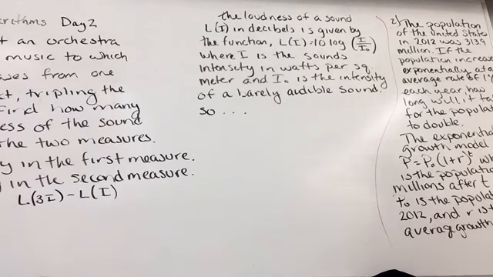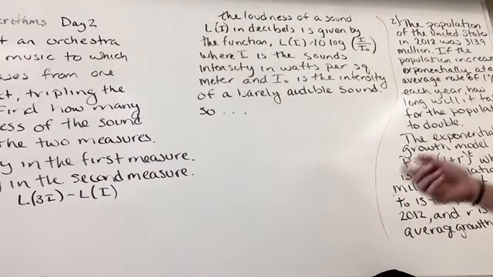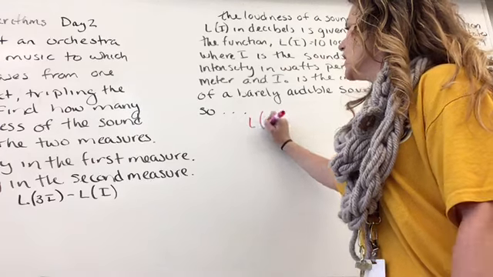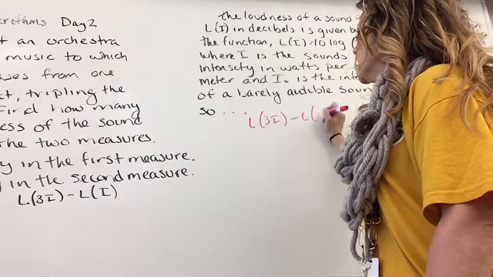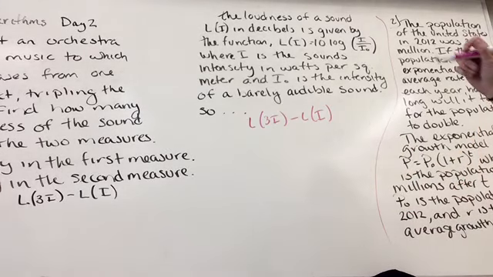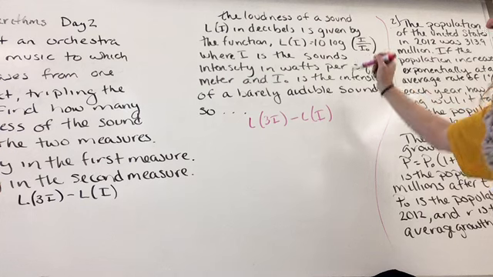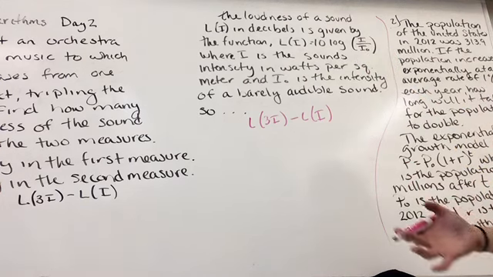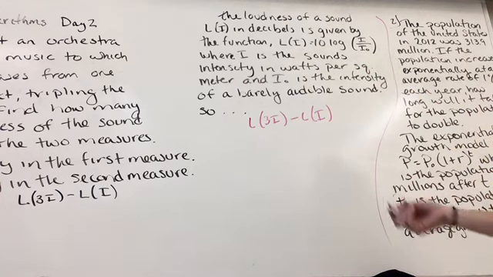The loudness of the sound L of I in decibels is given by the function L of I equals 10 times the log of I over I sub naught, where I is the sound's intensity in watts per square meter, and I sub naught is the intensity of a barely audible sound. So what this means for us is we have L of 3I minus L of I. Remember, that's this. When we talk about the 3I, that means 3I over I sub naught. We don't know what I sub naught is other than it is just I sub naught.